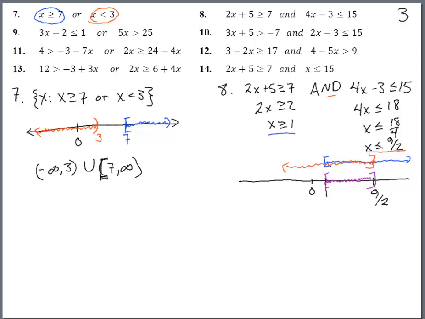So that gives us a way of writing our answer as set of all x such that x is greater than or equal to 1 and less than or equal to 9 halves at the same time. And that gives us, this is a compound inequality that we can write in this way. Interval notation, we write the 1 and the 9 halves. It's going to be the interval from there, and it's going to be a bracket here and a bracket there.